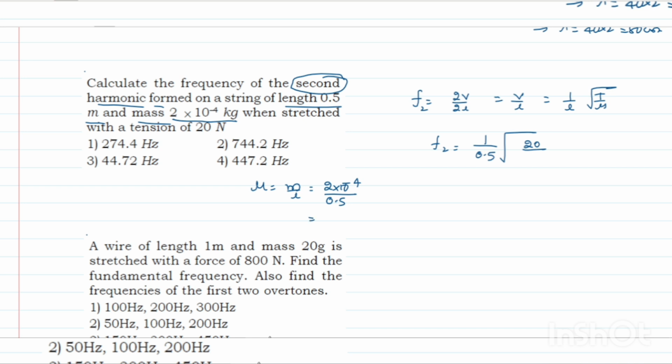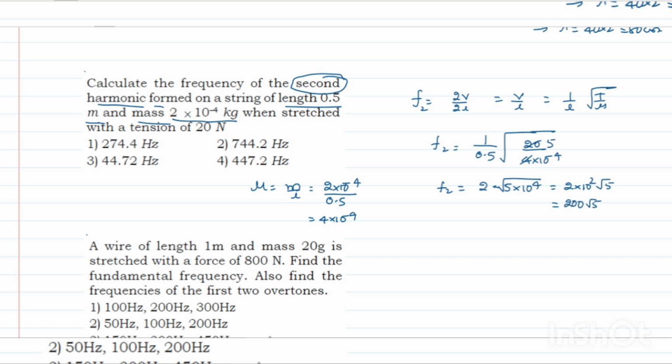When it goes to the numerator, 2 into 2 will be 4 into 10 power minus 4, and here you can get 4 into 10 power minus 4. Here you can take F2, which is nothing but 1 by 0.5, and 0.5 you can take as 1 by 2. You can bring it to the numerator, so this is 5 into 10 power 4, which is nothing but 2 into 10 power 4 you can take outside, 2 into 10 square into root 5, so 200 into root 5.